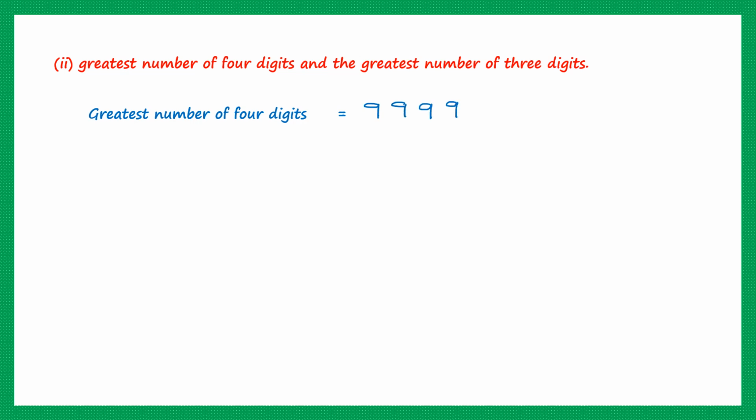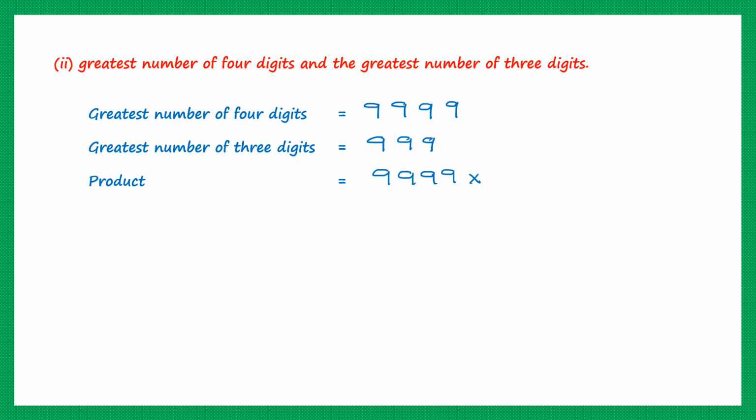9999. 4 nines. That is 9,999. Now we need to write the greatest number of 3 digits. Greatest number of 3 digits is 999. Now we have been asked to find the product. That means we have to multiply these two numbers.